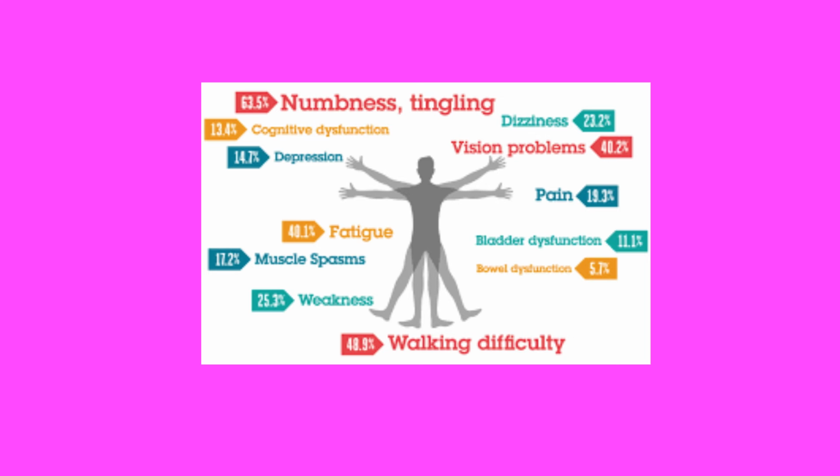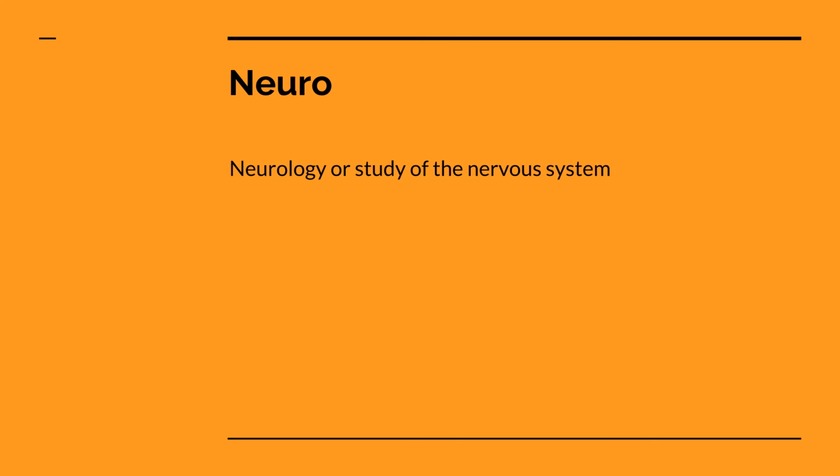And these are some conditions that can be affected with MS: numbness, tingling, cognitive dysfunction, depression, dizziness, vision problems, and the list goes on. People can live with this disease. Myelo means bone marrow. Neuro is neurology or study of the nervous system.